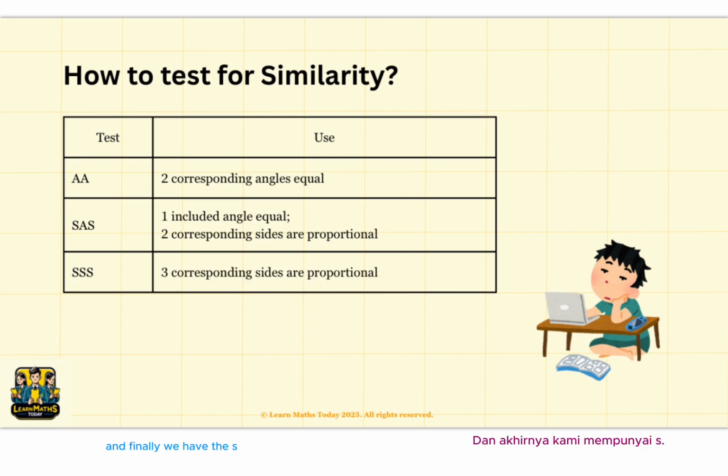And finally, we have the SSS test for similarity. All the sides must be proportional with the same scale factor. Unlike congruency, where sides must be exactly equal, here we are just looking for a consistent ratio. If triangle 1 has sides of length 6, 8, and 10, and another triangle has sides 3, 4, and 5, they are similar because each side of the second triangle is exactly half the length of the corresponding side in the first triangle.